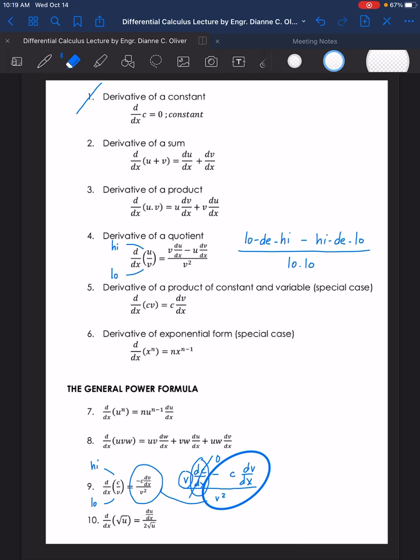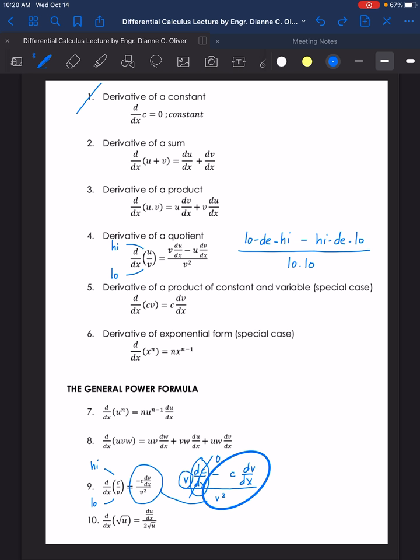Now for the last formula, we have a square root or radical sign. We have the derivative of the square root of U. So what is the pattern to remember in formula number 10? The pattern here is, in the denominator, you copy the one with the radical sign, put 2 here, so we have 2 square root of U, and then whatever is inside of the radical sign will be derived on the numerator. Okay, so that is the pattern that we need to get used to.